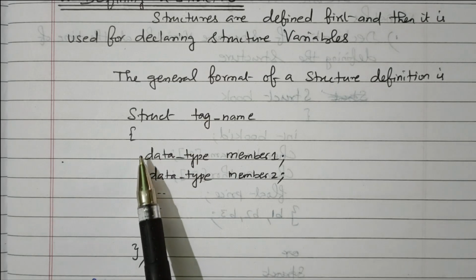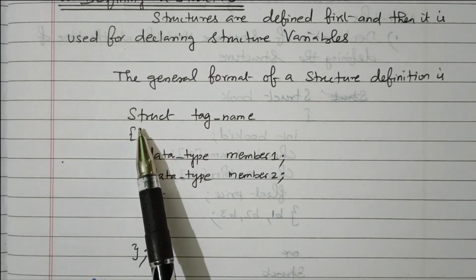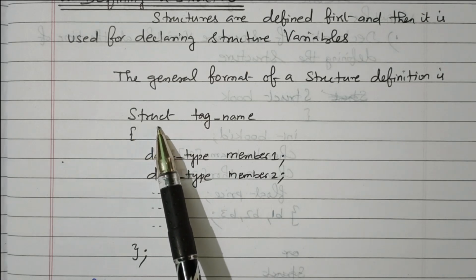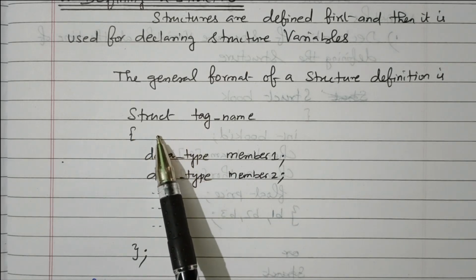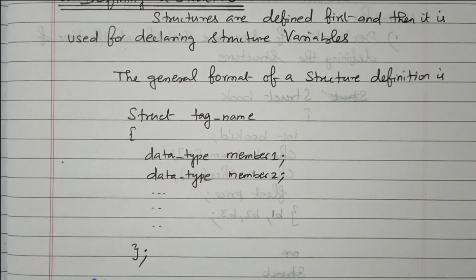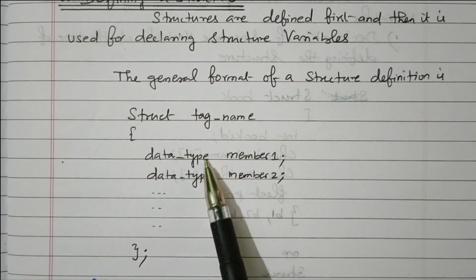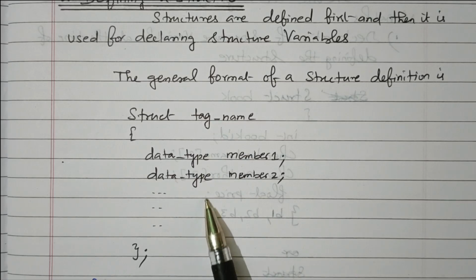We are using the struct keyword. This is the structure name. Inside, different types of related data are declared and closed with the closing brace and the semicolon, right? So this is defining a structure.